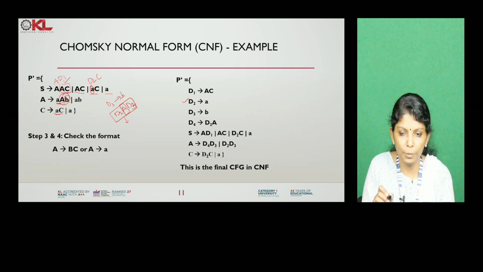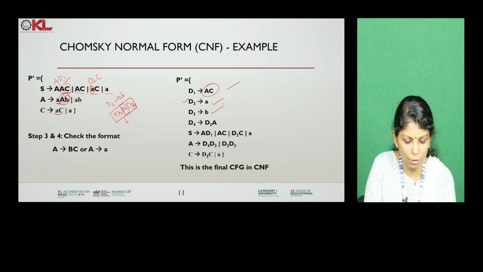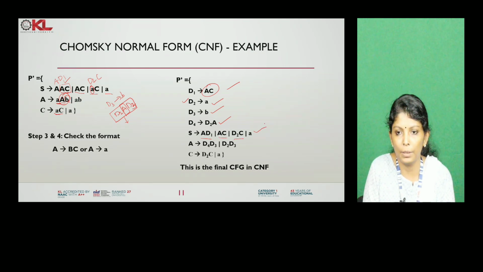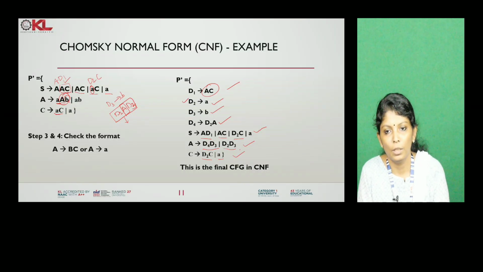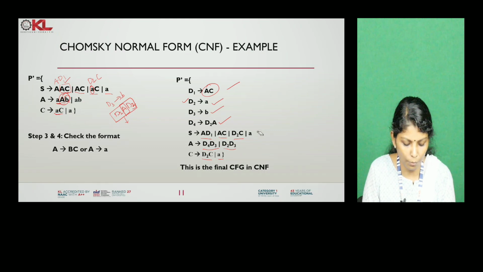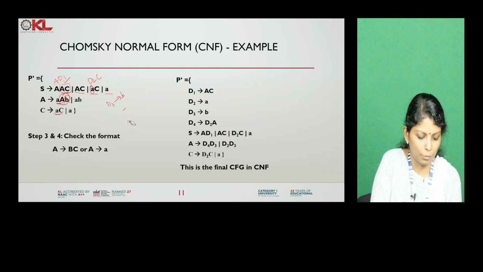So we can check all the production rules, and here we have two variables that is in the normal form. Here only one terminal, that is also in normal form. This is also in normal form. Here we have two variables, that is also in normal form. Here we have two variables and one terminal, that is also in normal form. There are two variables, and here also two variables, that is in normal form. Here two variables and one terminal, that is also in normal form. So all these productions are in Chomsky normal form. So we can say that this CFG is now in Chomsky normal form.